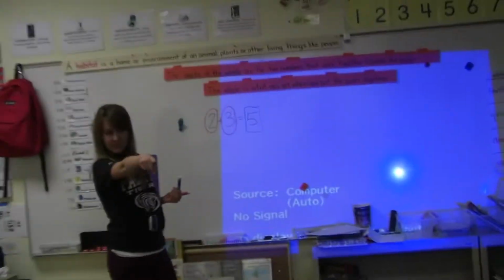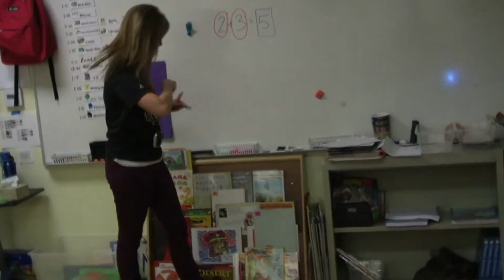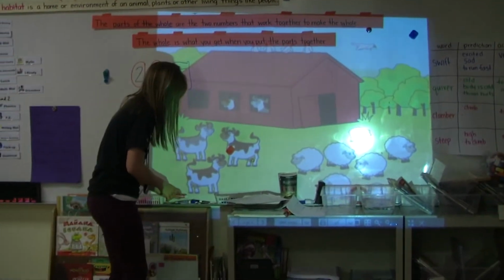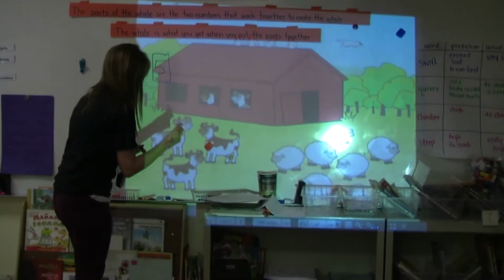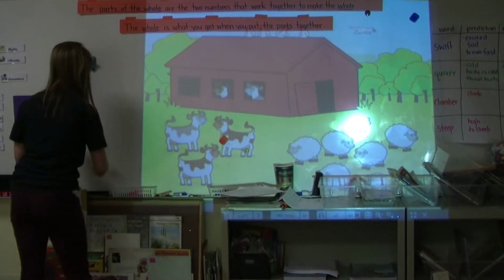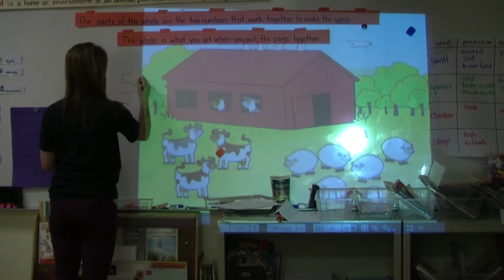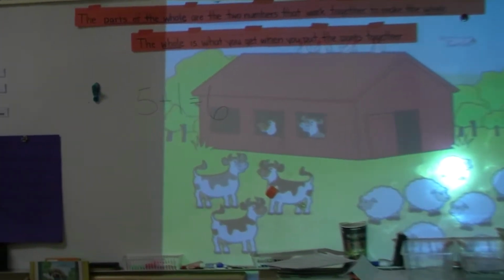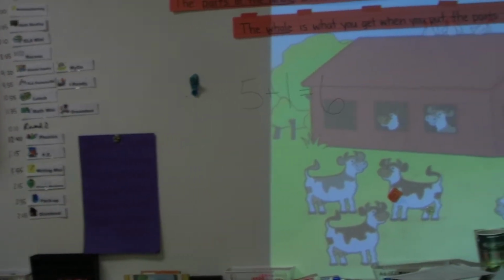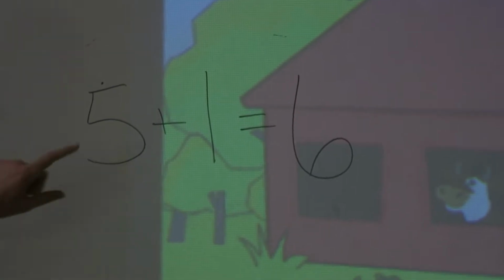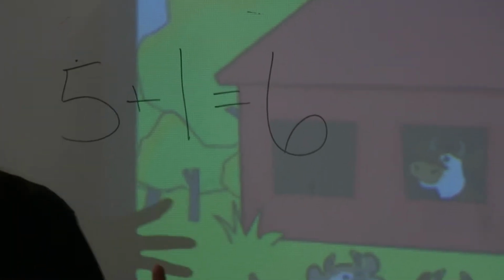Irvin, can you stand up and shake the... Thank you. All right, friends, so this is what you are going to do. We are going to put this addition sentence up on the board. And I want you to go eek. Elbow, elbow, knee. Tell your partner which of these numbers are the parts of the whole and which of the numbers is the whole. You can start.